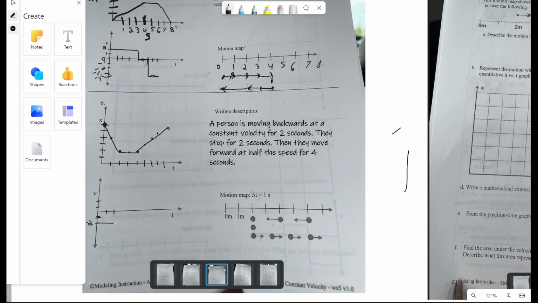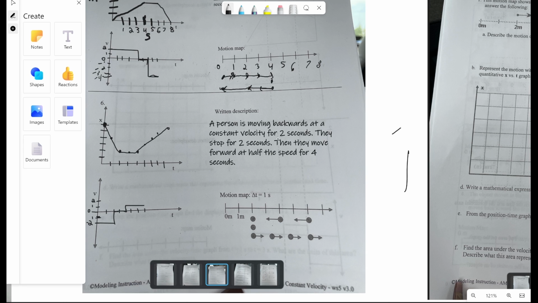Then they stand still, so it goes to 0 meters per second for 2 seconds. 1, 2. Then they go forward, right? They go forward velocity, 1 meter per second. This is 1, 2. They go forward 1 meter per second for, what is that, 1, 2, 3 seconds. The graph might look something like that.